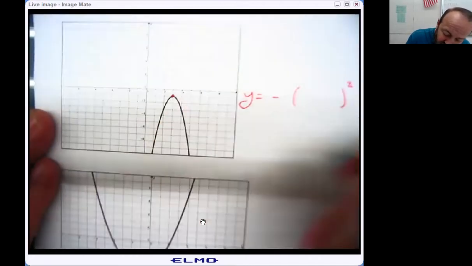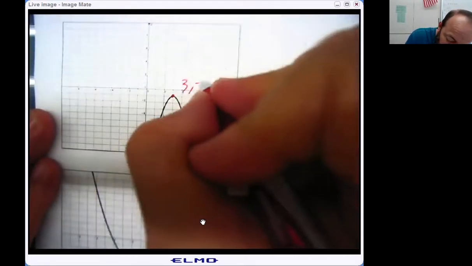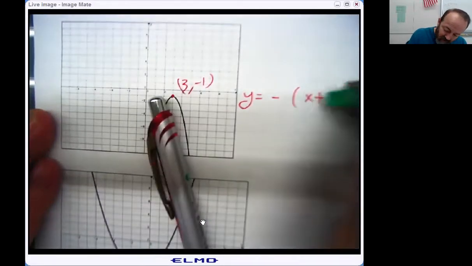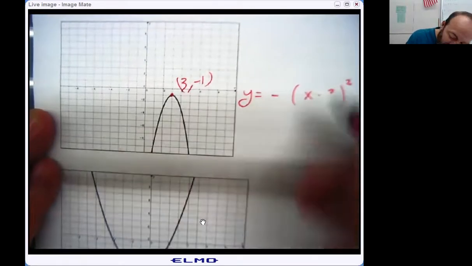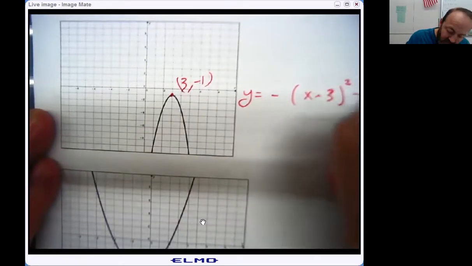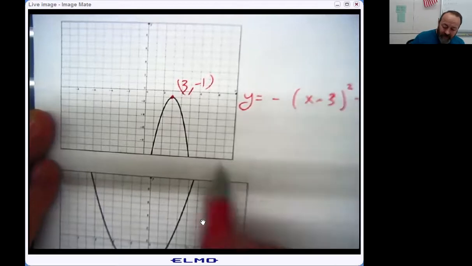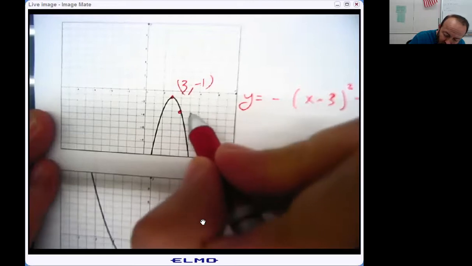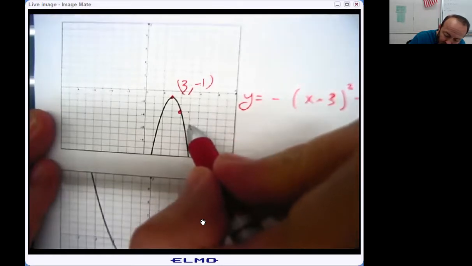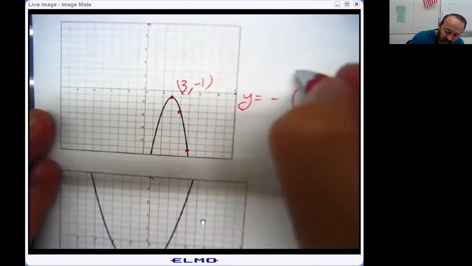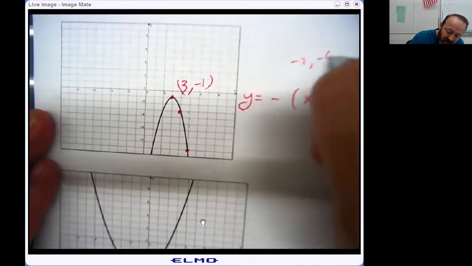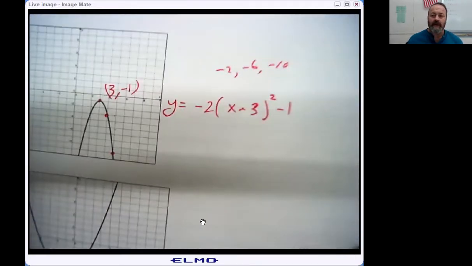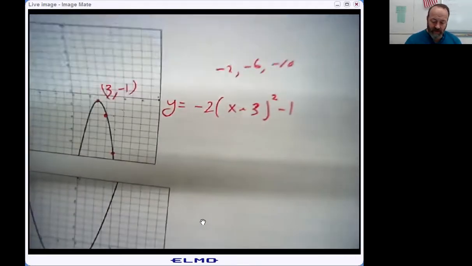I notice that it has a vertex of (3, -1), so that's going to be x minus 3, and a -1. And then again, I'm going to look for that 1, 3, 5 pattern, but I notice when I try to go over 1, it goes down 2. And then it goes over 1 and it goes down 6. So if the 1, 3, 5 pattern turned into -2, -6, -10, it pretty clearly is the equation y equals -2 (x minus 3) squared minus 1.